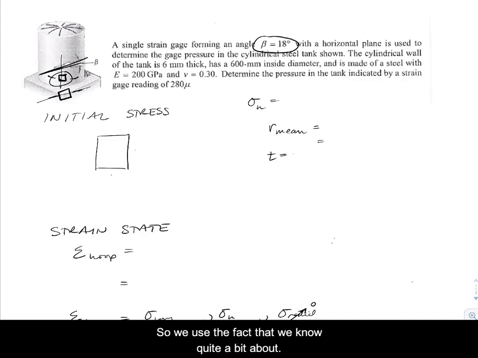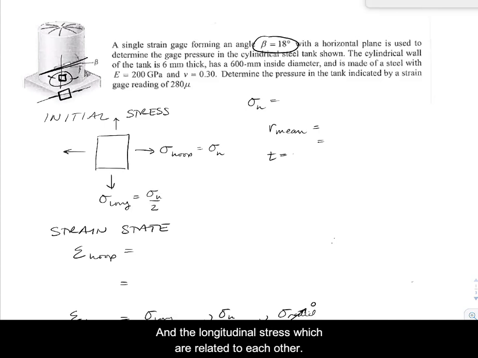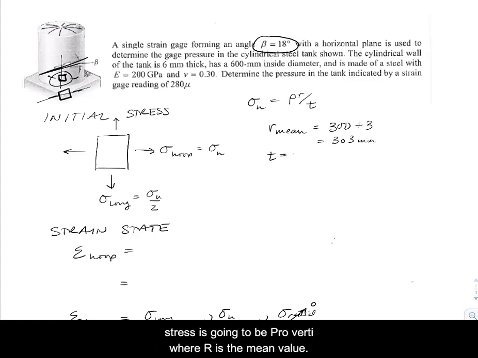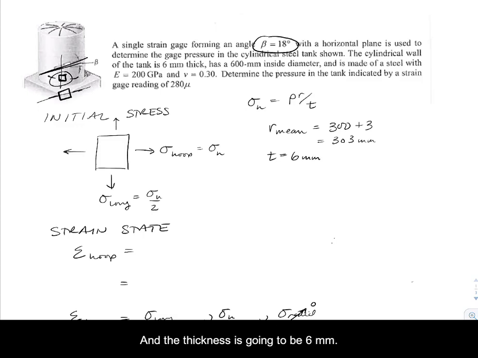So we use the fact that we know quite a bit about a pressure vessel. We've got a cylindrical pressure vessel here. And so we know the initial state of stress involves the hoop stress and the longitudinal stress, which are related to each other. We'll keep the solution symbolic until the very end, and then plug in numbers. We do know the hoop stress is going to be PR over T, where R is the mean value, and the thickness is 6 millimeters.